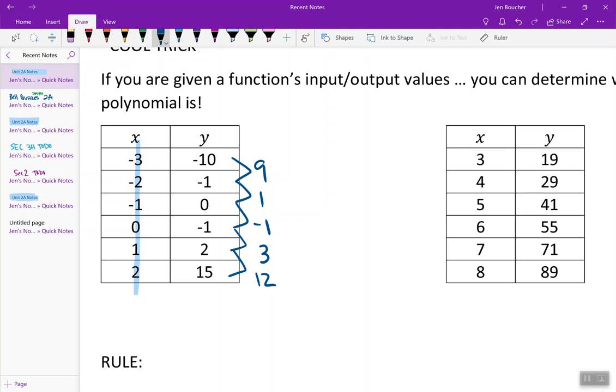If that line of numbers were all the same, I would say that it's linear because it took me one iteration to figure out that all 5 of those numbers are the same. They're not the same, so let's do it again. So from 9 to 1, we went down 8.